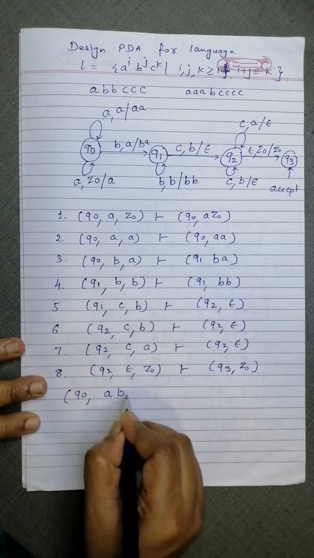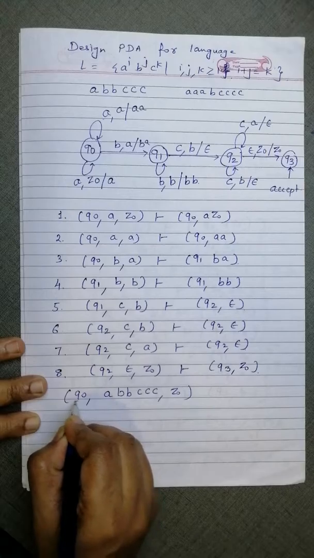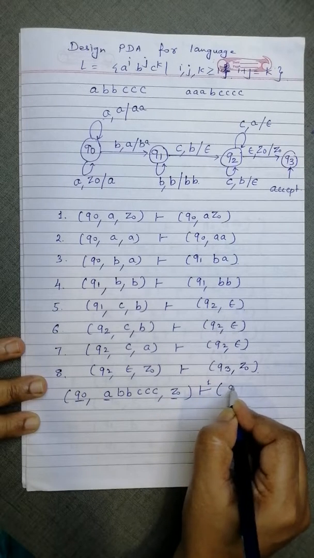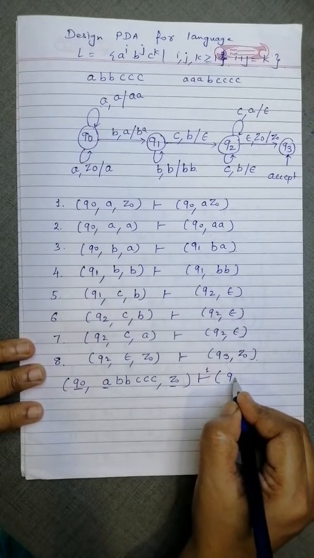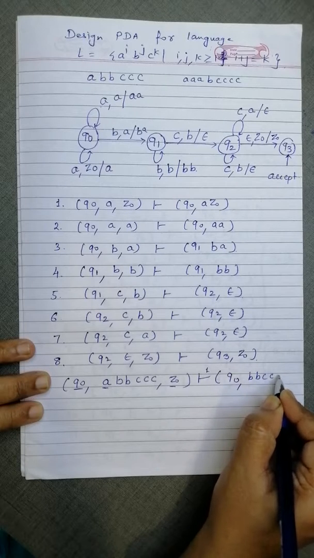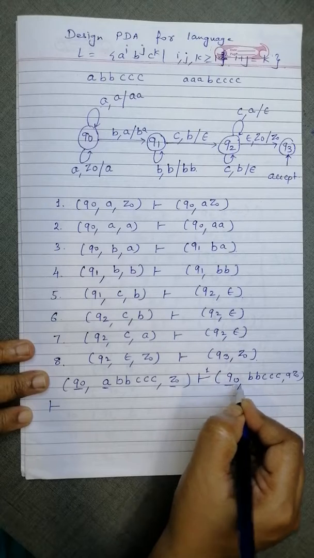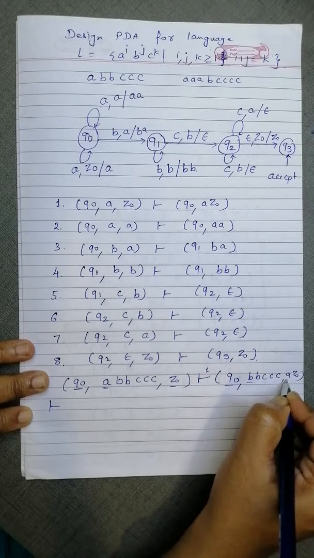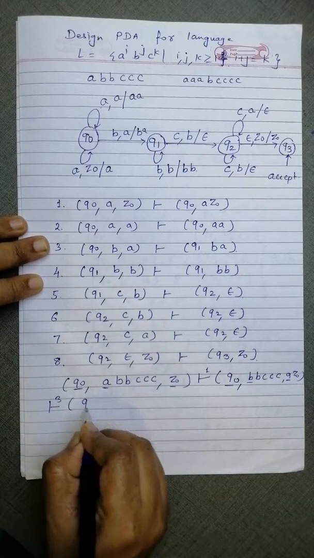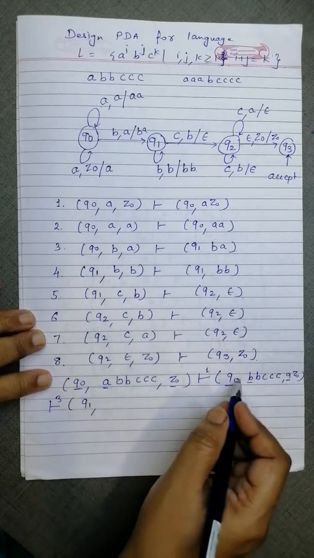Q0, a, b, b, c, c and c, and this is Z0. So here it is Q0, a, Z0. By move number 1, it will go to the state Q0 where it is b, b, c, c, c, a, Z0. Then by move number 3 for Q0, b, a, it will go to the state Q1.